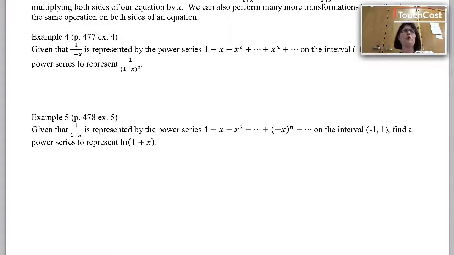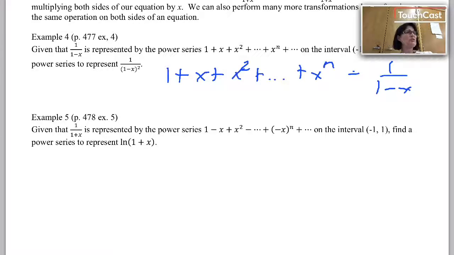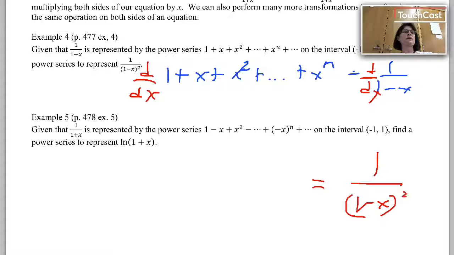So here's one way to think about it. We know that 1 plus x plus x squared plus dot dot dot plus x to the n equals 1 over 1 minus x. Again, I promise that x is between negative 1 and 1. I could make the same operation on both sides. I could take the derivative of both sides with respect to x, and I would get on this side 1 over 1 minus x all squared. So let me take the derivative of the left-hand side. That's the beauty of a power series, is it's so easy to do calculus on polynomials.